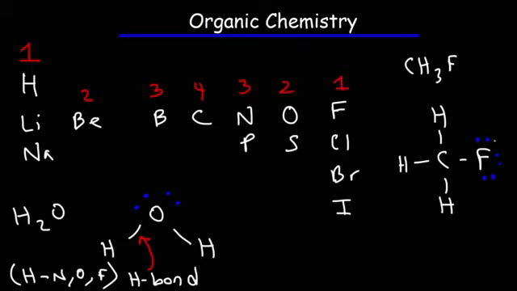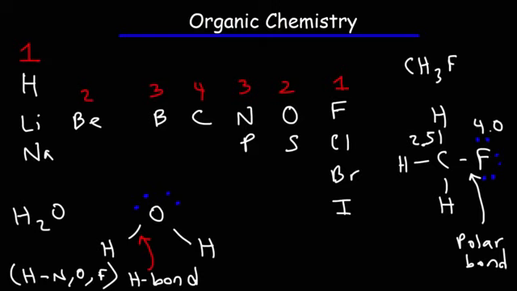Now, the carbon-fluorine bond is a polar bond. Carbon has an electronegativity value of 2.5, and the electronegativity value of fluorine is 4.0. Whenever the electronegativity difference between 2 elements is 0.5 or more, the bond is said to be polar. So this is a polar bond. It's not a hydrogen bond because fluorine is not directly attached to hydrogen, but it's a polar covalent bond.